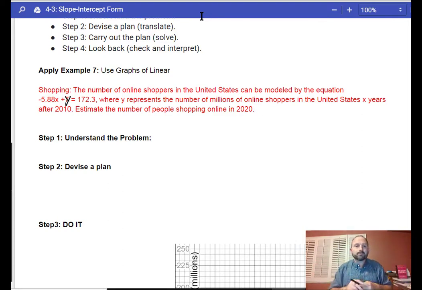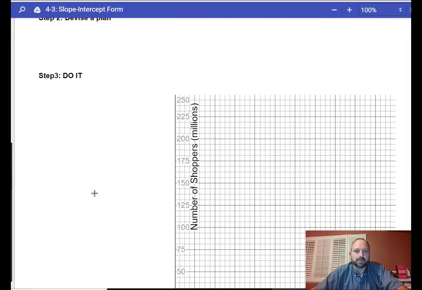So understand the problem. All right, well, we should probably come up with the equation, plug in our inputs. We probably want to graph it as well. Well, we probably want to graph a couple points, and then it says estimate, so maybe estimate using graphs. But we probably want to use the equation as well to see if we're right. All right, so here we go. Understand the problem. All right, well, they give us this. Devise a plan. Yeah, we're going to graph it, and then we're going to do it. All right, so let's do it.